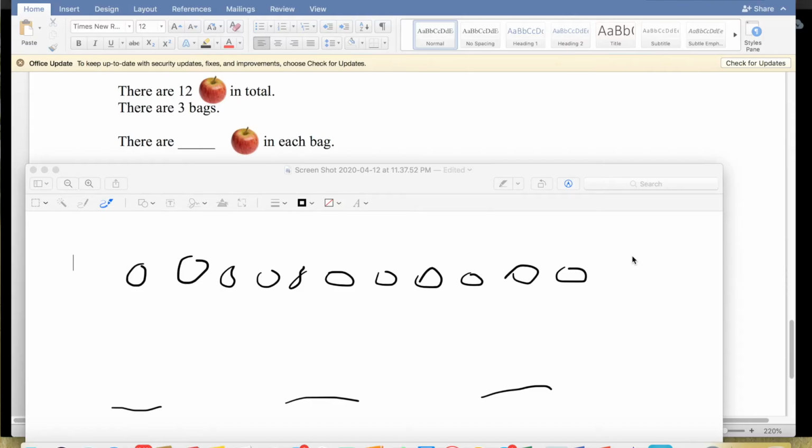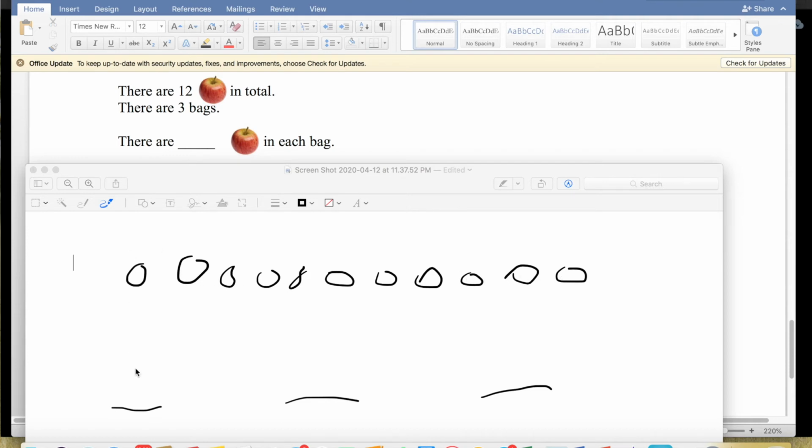Okay, so our first question says there are 12 apples in total. There are 3 bags. There are blank apples in each bag. So first I want to know how many bags there are. There's 3 bags. So I drew 3 lines. 1, 2, 3. There are 12 apples total. So that's how many apples I'm going to draw at the top.